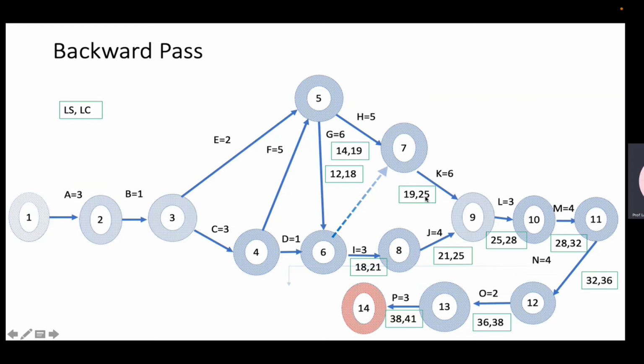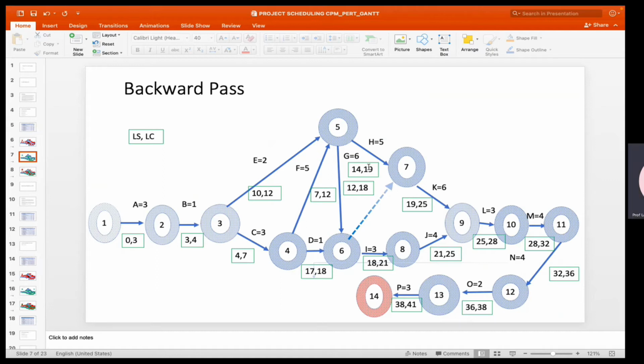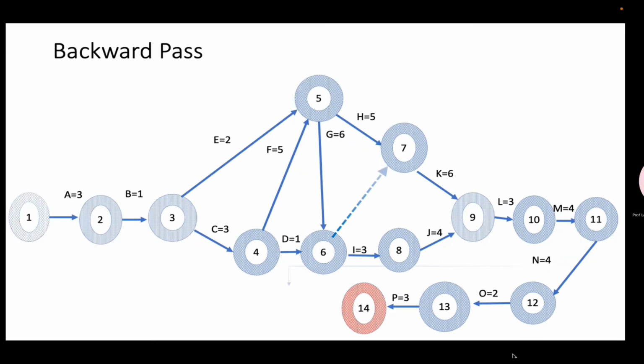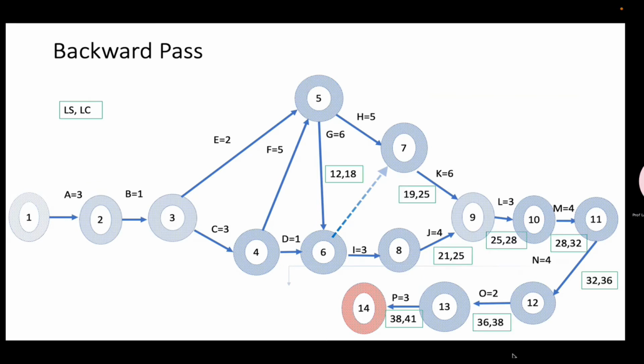So this is 19. 19 minus 6 is 13. Right? Now 13.